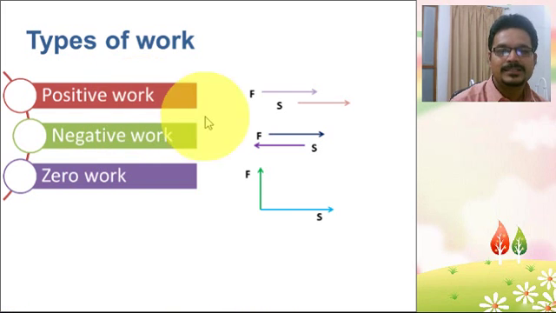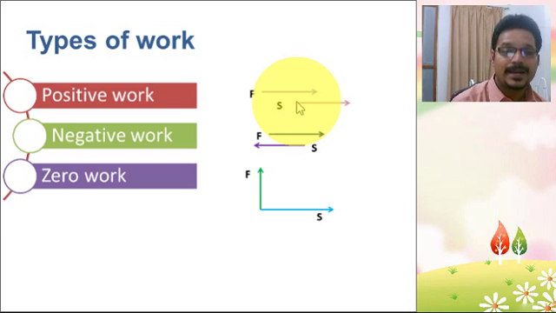Positive work means whenever the force and displacement are parallel to each other. In other words, force and displacement both are in the same direction, then we can say the work is maximum and positive work is done. When the force and displacement are in opposite directions as shown here, then we can say the work is negative. Generally, an example of negative work done is the work done by the frictional force.